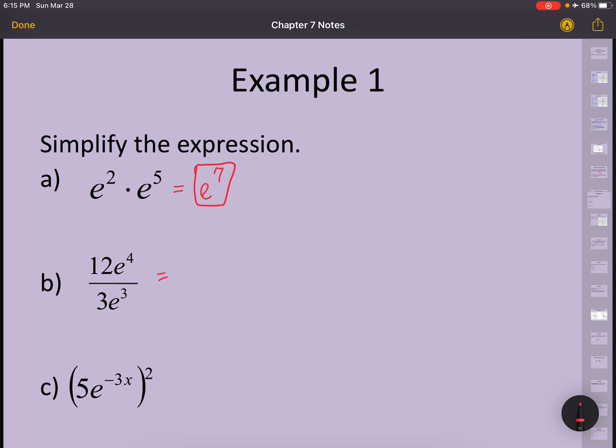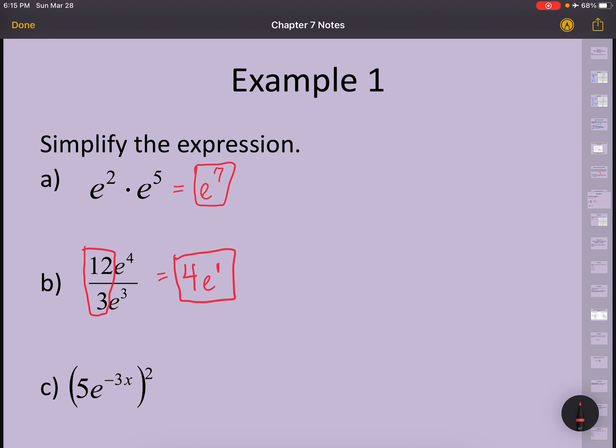On b, now we have real number coefficients out front that we can take care of first. So 12 divided by 3 is 4. And then if we look at the Euler number e, they're the same base of e. And when we have the same base being divided, all we need to do is subtract the exponents. So 4 minus 3 is just 1. So 4e to the first power.